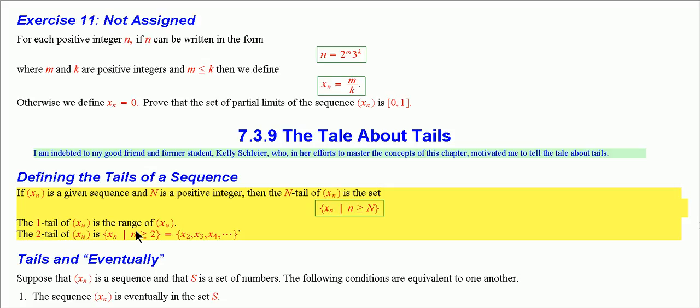Given a sequence xn and an integer big N, the big N tail is defined to be the set of all the numbers x sub big N, x sub the next integer after big N, which is big N plus 1, x sub the next one, which is big N plus 2, and so on forever. And I'm asking, must that be an infinite set? You want to change your vote? Stick to it?